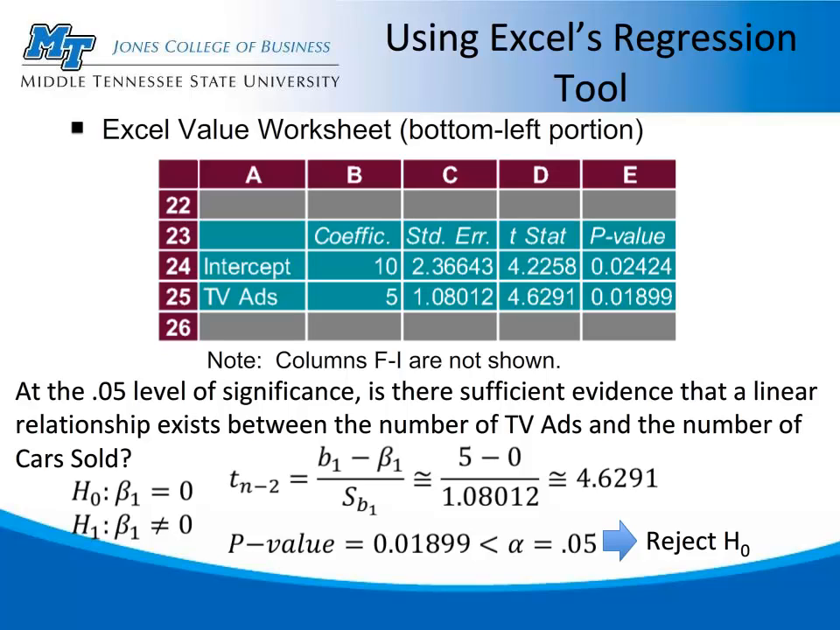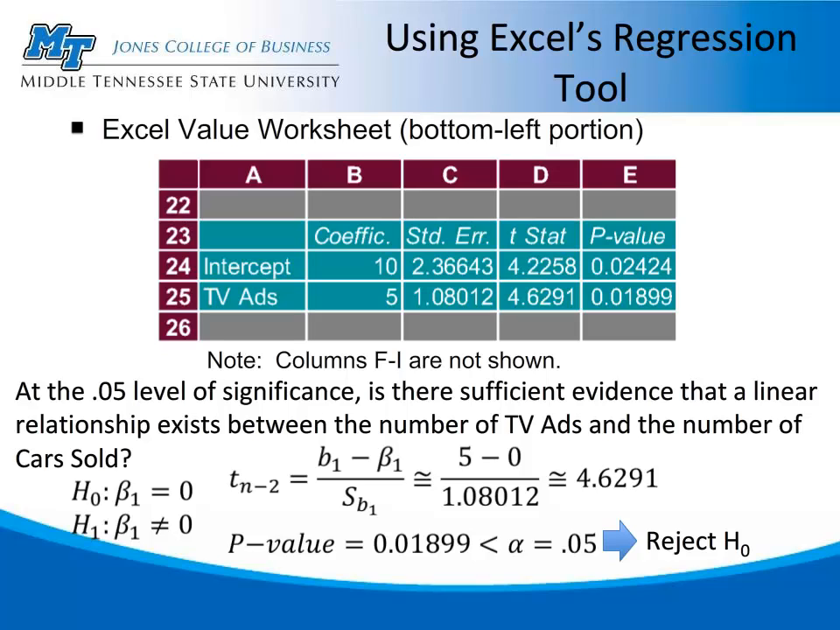Now this one's going to have n minus 2 degrees of freedom. It's not n minus 1. n minus 1 is used when you just have a single data set. But here we're looking for a relationship between an x and a y. We have 2 variables. It's in 2 dimensions. So you have n minus 2 degrees of freedom.